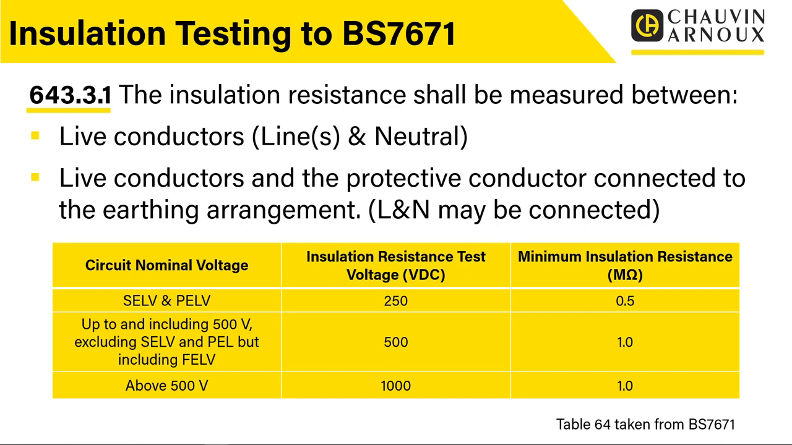So circuits up to 500 volts, our normal 230, 400 volt circuits, and FELV are tested at 500 volts DC, and the minimum insulation resistance is 1 million ohms. So we would expect the resistance of those circuits to meet 1 million ohms. And the final one on here, circuits above 500 volts. So this is circuits with a nominal voltage above 500 volts.